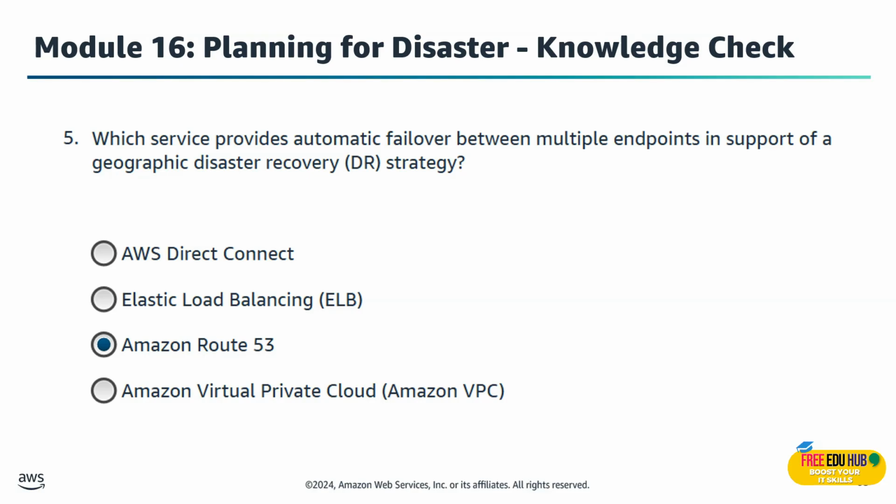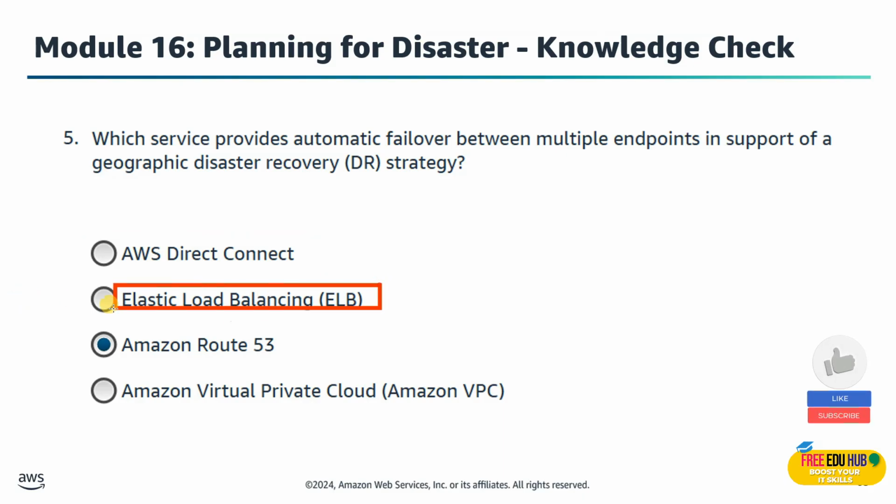Question number 5 asks: which service provides automatic failover between multiple endpoints in support of geographical disaster recovery? The right answer is Route 53. Route 53 health checks and routing policies like failover seamlessly shift traffic between endpoints across regions, so that's why we have selected it. Among the other options, Direct Connect is not the right option since it's a private network link, not an application-level failover mechanism.